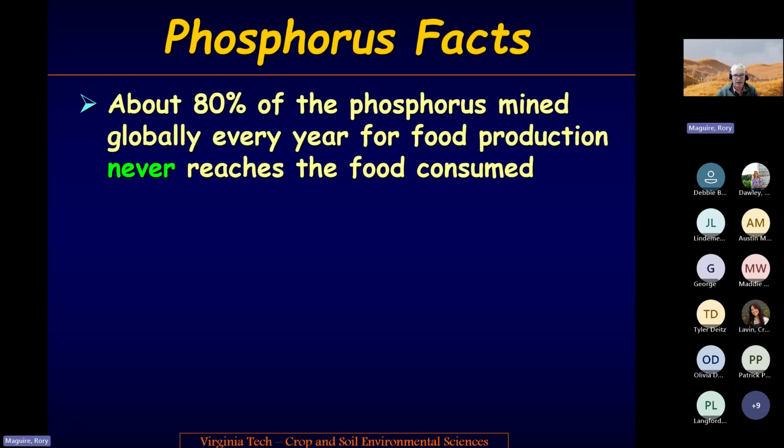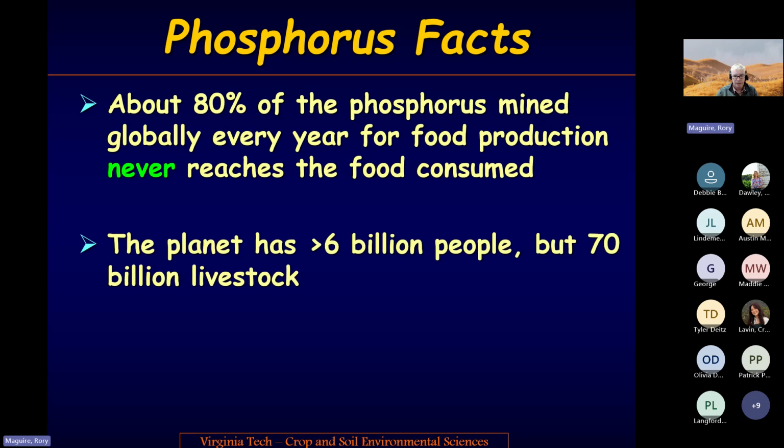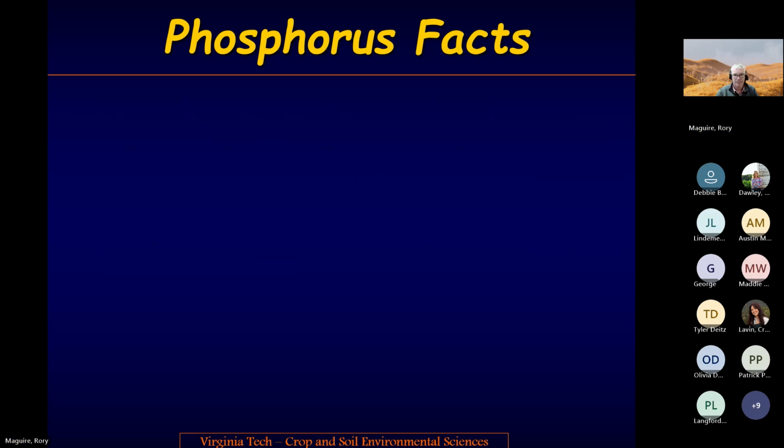Some more phosphorus facts. About 80% of the phosphorus that's mined never ends up in the food that's consumed. So obviously there's an opportunity to improve the efficiency if we're only using about 20% of what we fertilize with. The planet has 6 billion people, but 70 billion livestock. That's why people ask me about biosolids, which come from sewage treatment works. There's just not the volume of that there is of animal manure because we have so many animals.